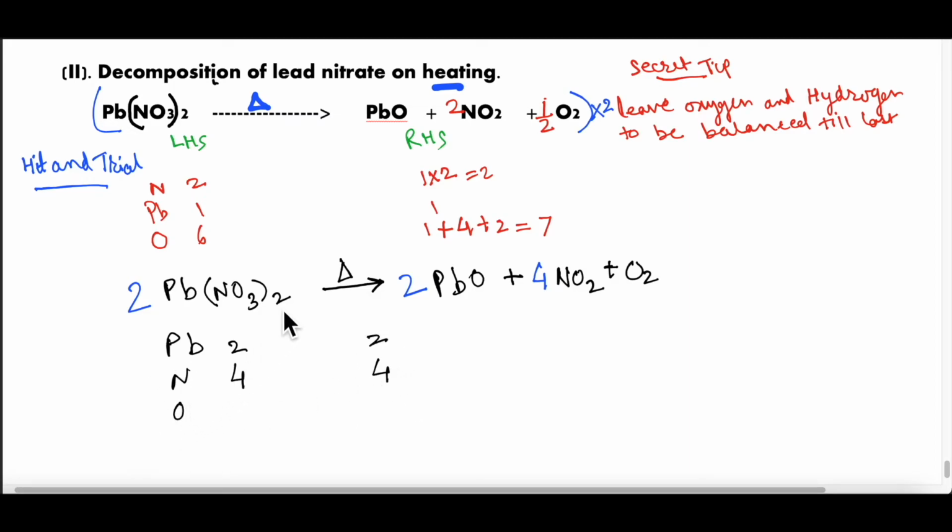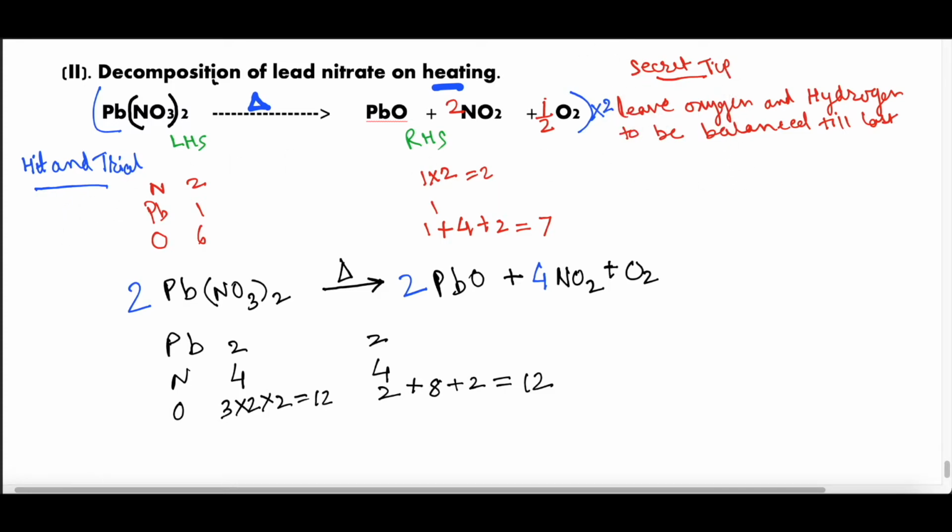And for this oxygen, we have 3 times 2 times 2. So in total, we have 3 2s are 6, 6 2s are 12. So 12 oxygen on the reactant side, and on the product side we have 2 plus 2 times 4, that is 8, plus 2 times 1, that is 2. So 2 plus 8 plus 2, this is 12. So on the product side also we have 12 oxygen atoms. So this way the chemical equation has got balanced by hit and trial method.